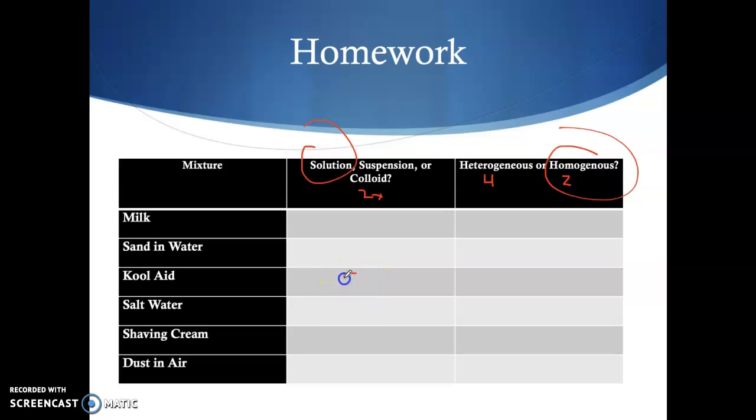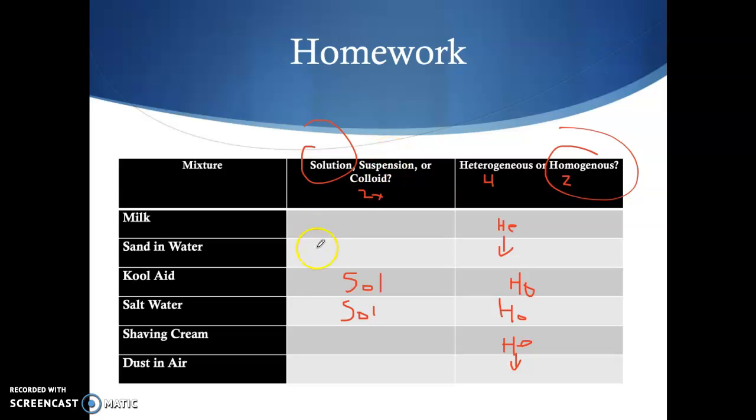Think like Kool-Aid is one. That will be a solution because the Kool-Aid powder dissolves, which means I'm just going to put HO here for homogeneous. And the other one, this was an example from the notes, was salt water. Again, the salt dissolves completely. Okay, so that one is also homogeneous. That means that the other ones are my colloids and suspensions, which are heterogeneous mixtures or unevenly mixed.